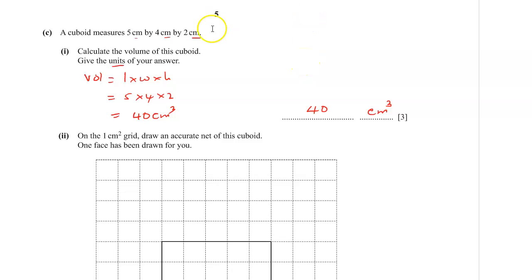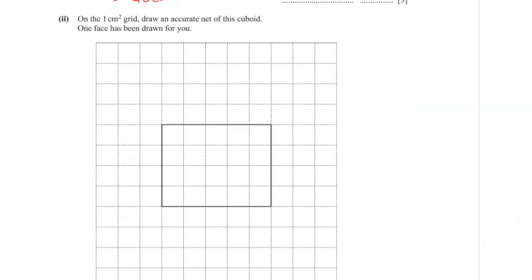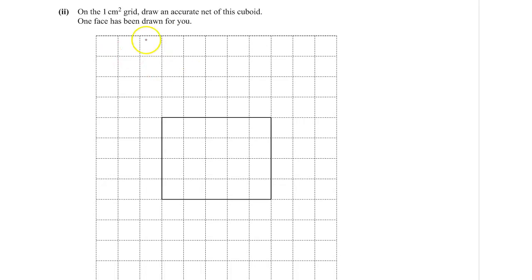On the grid, each one of these boxes here is 1 centimeter. Each one of these squares is 1 centimeter square. Draw an accurate net of this cuboid. One face has been drawn for you. Therefore, this is 1, 2, 3, 4, 5. 1, 2, 3, 4. So 5 times 4, that is 20.